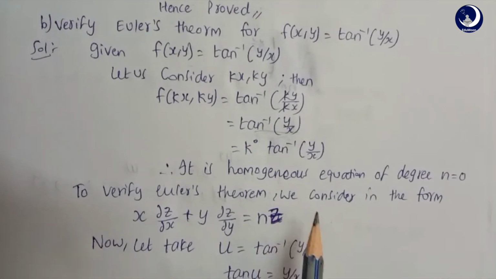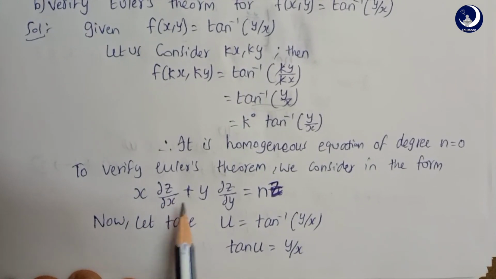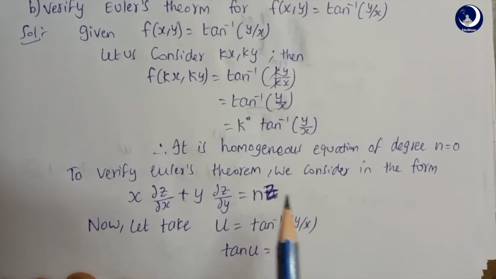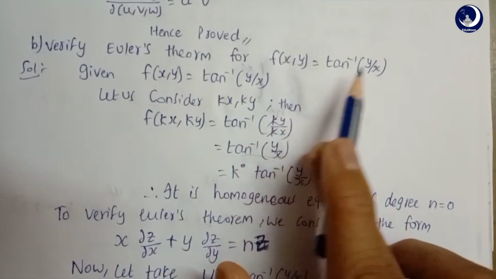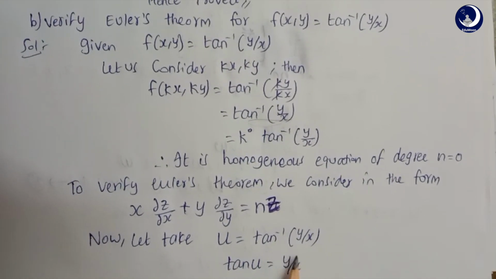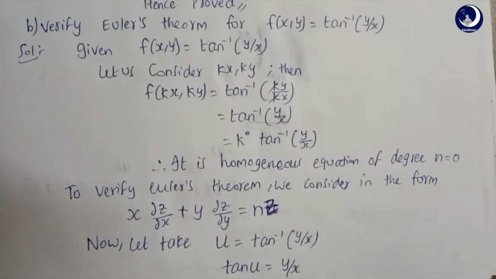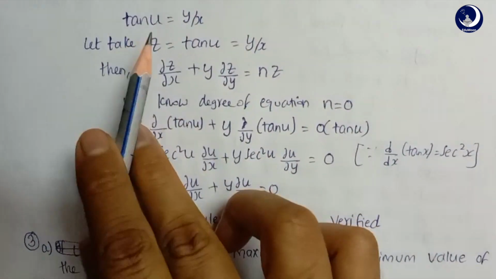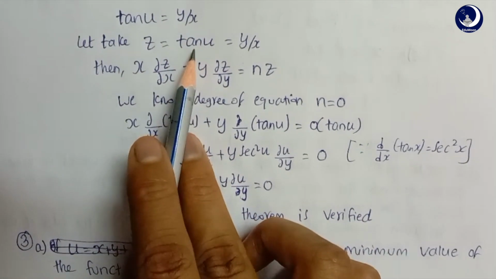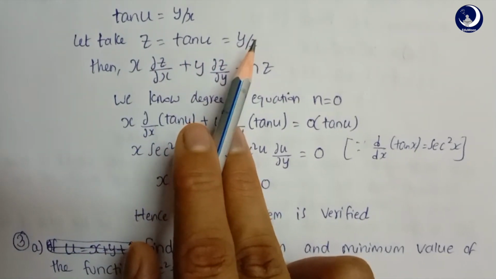It is a homogeneous equation of degree n equal to 0. To verify Euler's theorem, we consider the form x into ∂z by ∂x plus y into ∂z by ∂y equal to nz. Suppose let's take tan inverse y by x equal to u. So u equals tan inverse y by x, tan u equals y by x. Let's take z equal to tan u, then z equals y by x.